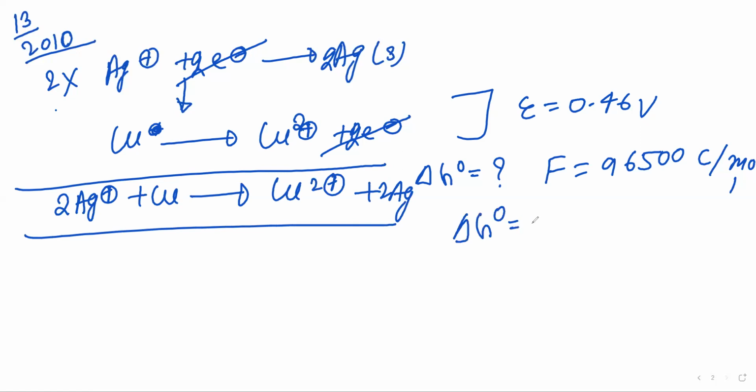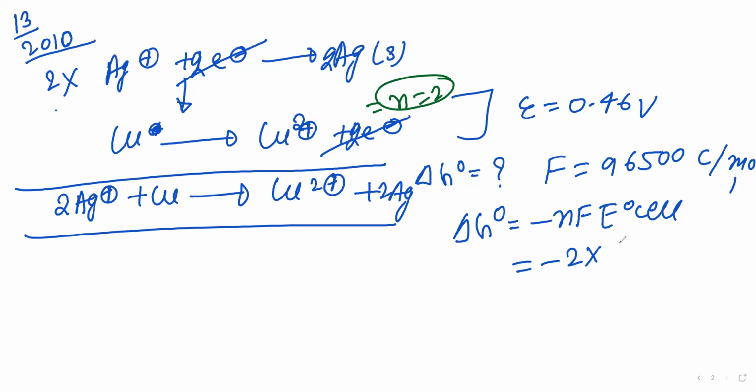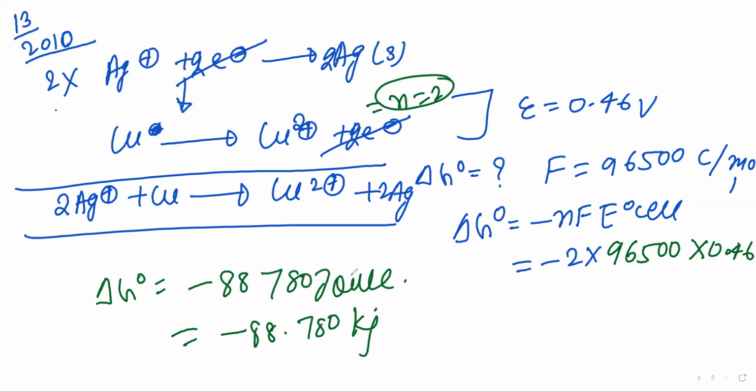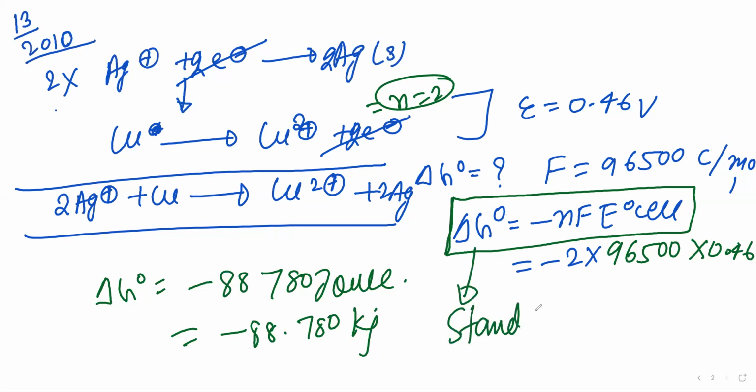So delta G naught, we know, is minus nF E naught of cell. Transfer of electrons is 2 here, so n equals 2. F value is 96,500. Cell potential is 0.46. So how much does delta G naught come out? It is minus 88,780 joule. Converting into kilojoule, divide by 1000, so it will be minus 88.780 kilojoule. Very simple. For solving this, the relation between E naught, F and n is minus delta G naught. So this is your standard Gibbs free energy.